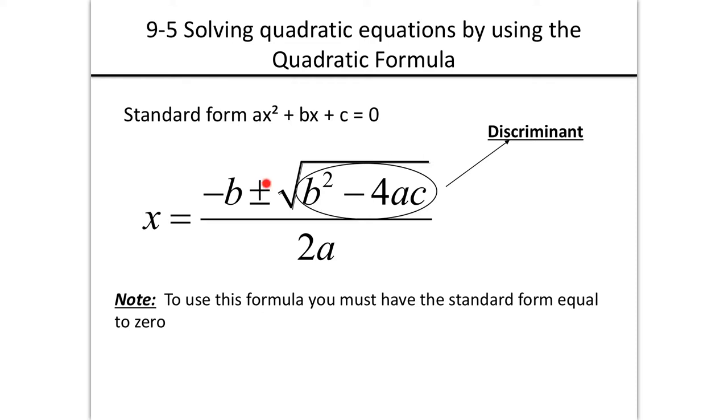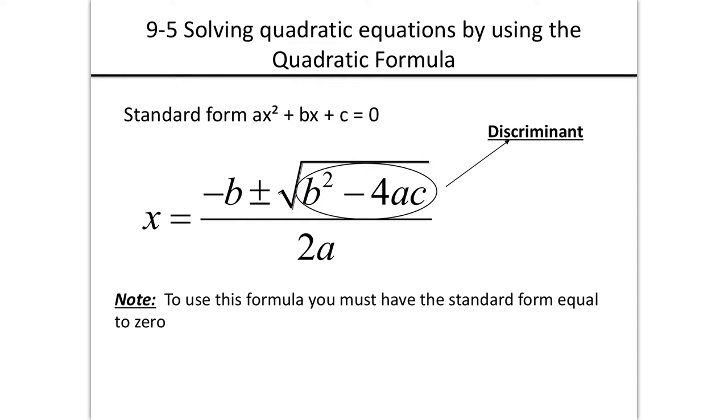Now notice that we do have a plus and a minus here. So what that means is we are going to get two answers most of the time. Sometimes you get one answer, but you need to use those two signs, plus and minus. The square root symbol, its name is radical.